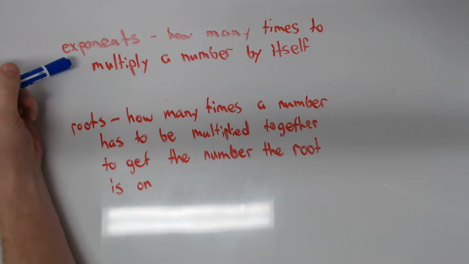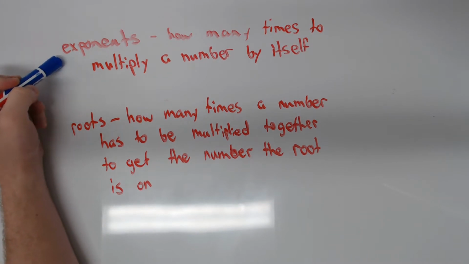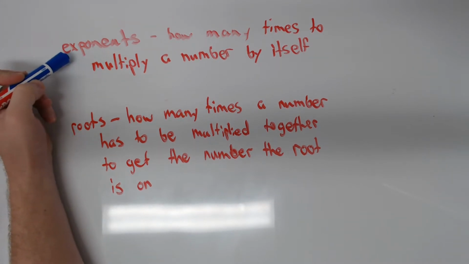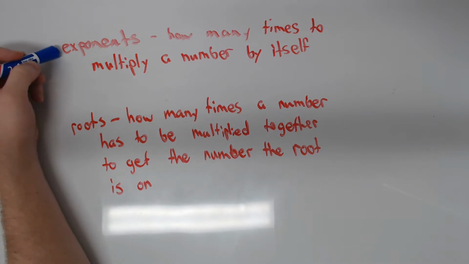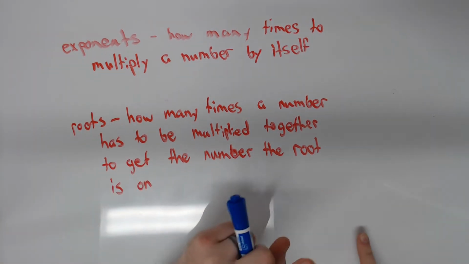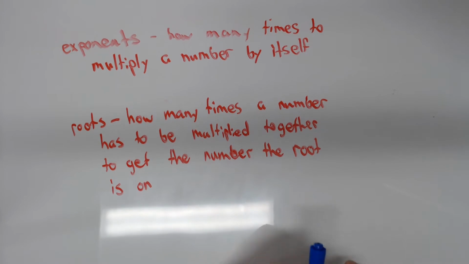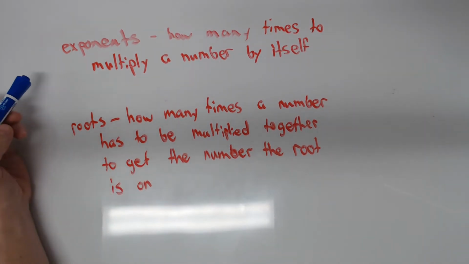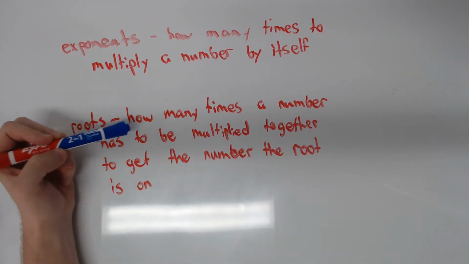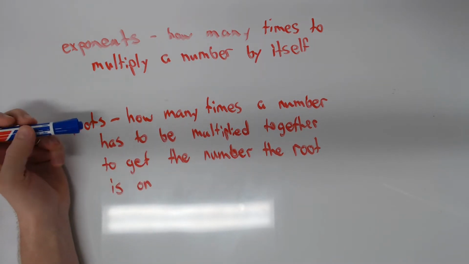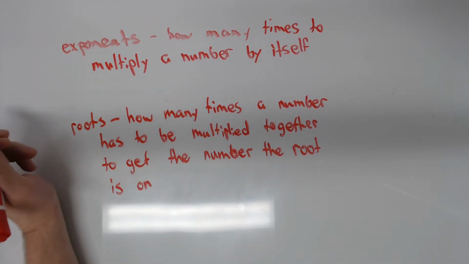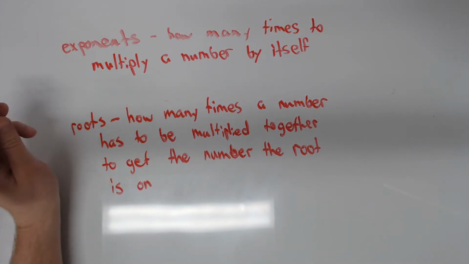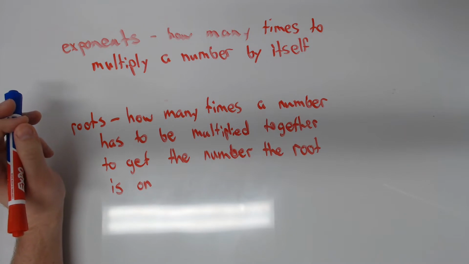So exponents are an easier idea. It's just multiplying a number by itself as many times as the exponent tells you. Roots are a little bit more complicated to describe. It's like the opposite of exponents. Instead of multiplying a number up, we're finding a number that would multiply up into our number. So the description I have is how many times a number has to be multiplied together to get the number the root is on. It's a confusing description, but hopefully playing around with it a little bit will make more sense to us.